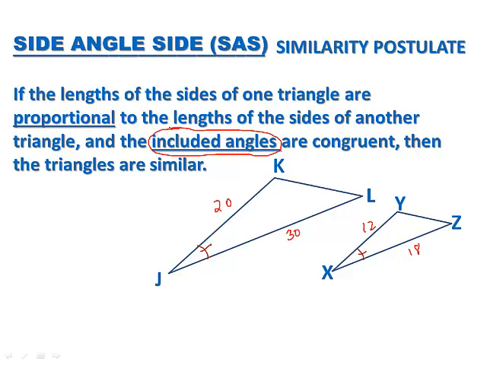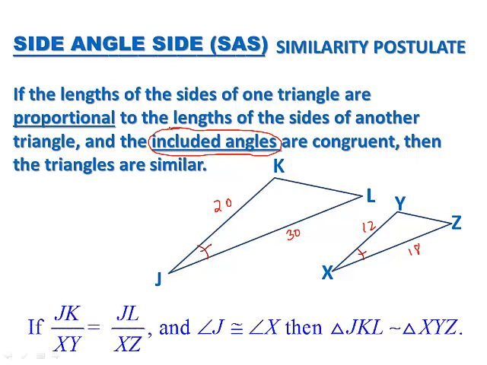So, for example, in this one, I have if JK is a ratio of XY, that's equal to JL is a ratio to XZ, so that's your proportion. And we know that J's angle is congruent to X's angle. Then we can say our similarity statement of JKL's triangle is similar to triangle XYZ.